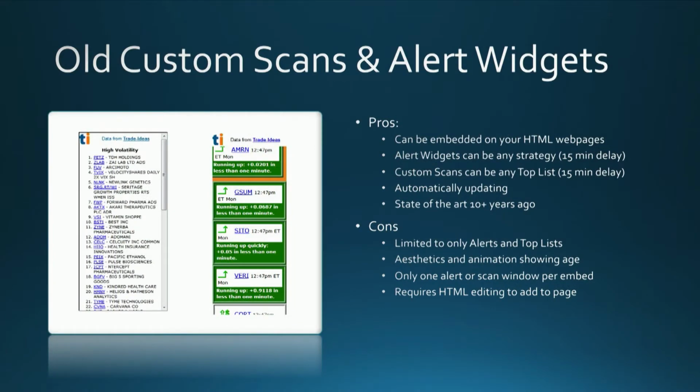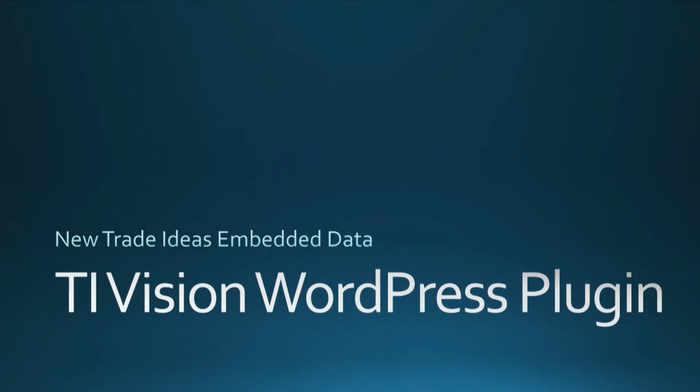So we were looking towards making an improvement to that. We saw a lot of our referral partners run web pages. They run WordPress sites. They have their trading room supported by a WordPress site. So we've created a TI Vision WordPress plugin, and this utilizes the new technology in our new web-based version of Trade Ideas.